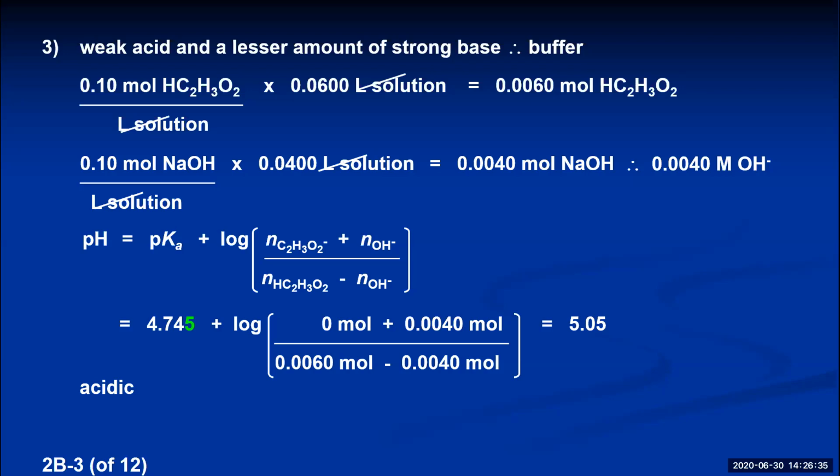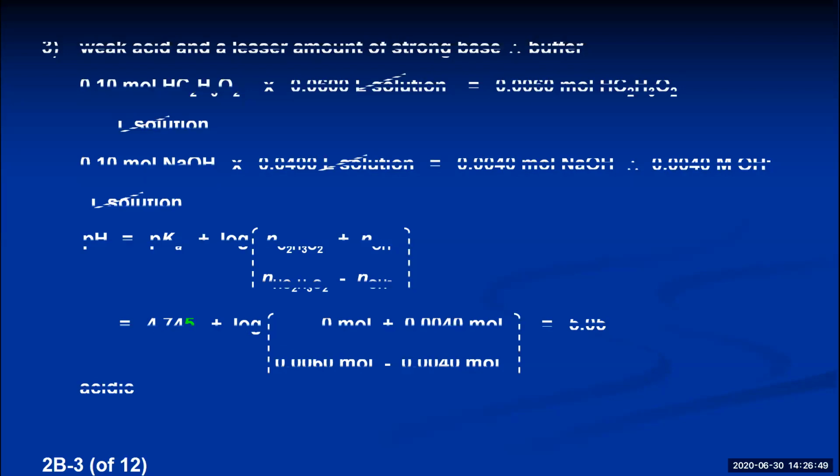Number 4, a solution is prepared by mixing 75.0 milliliters of a 0.40 molar ammonia solution and 25.0 milliliters of a 0.60 molar ammonium chloride solution. Will this be a buffer? This is a solution that contains ammonia, which is a weak base, and then it has ammonium chloride, which has the weak conjugate acid of ammonia. So because this has a weak base and its weak conjugate acid, this solution will produce a buffer.